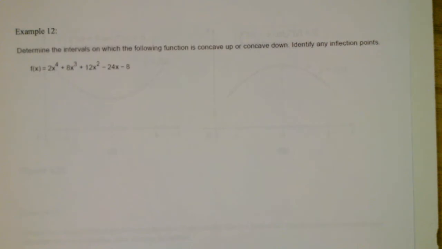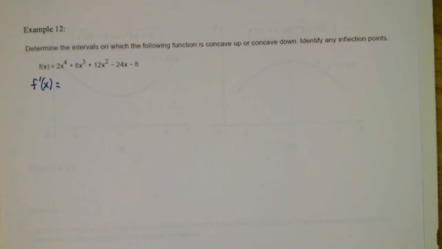All right, let's look at the next example. Here we're going to determine the intervals in which the following function is concave up or concave down. Identify any points of inflection or inflection points, doesn't matter how you say it. Okay, let me try to zoom in a bit. There we go. Here we've got f of x is equal to 2x to the fourth plus 8x cubed plus 12x squared minus 24x minus 8.